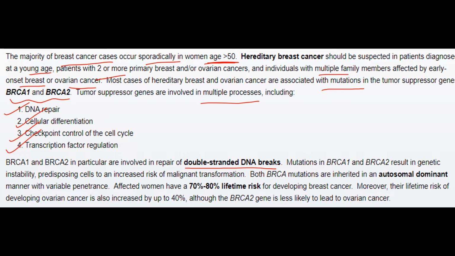Mutations in BRCA1 and BRCA2 result in genetic instability, predisposing cells to an increased risk of malignant transformation. Both BRCA mutations are inherited in an autosomal dominant manner with variable penetrance. Affected women have a 70 to 80% lifetime risk for developing breast cancer. Moreover, their lifetime risk of developing ovarian cancer is also increased by up to 40%, although the BRCA2 gene is less likely to lead to ovarian cancer.